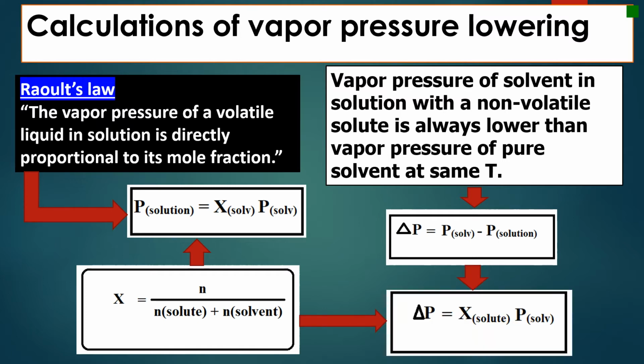Since vapor pressure lowering is a colligative property, we can also calculate it by taking the mole fraction of the solute. As we have seen, mole fraction is the number of moles of that solute to the total number of moles of the solute and the solvent, then times the vapor pressure of the pure solvent before adding the solute.